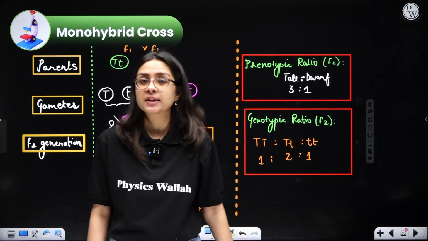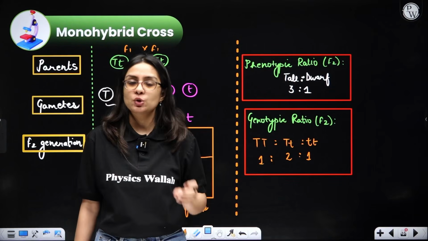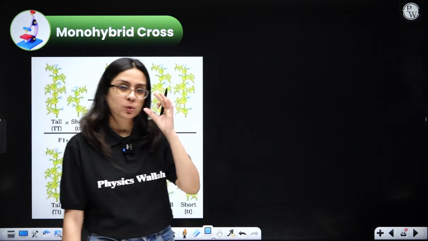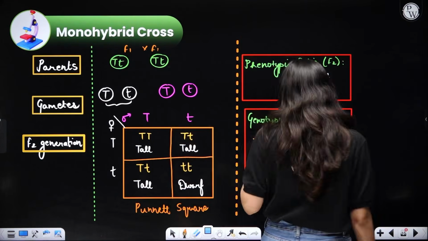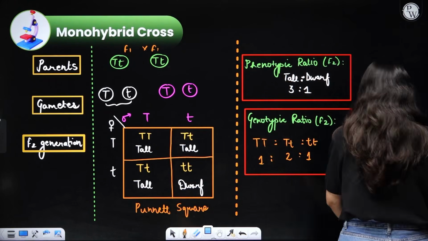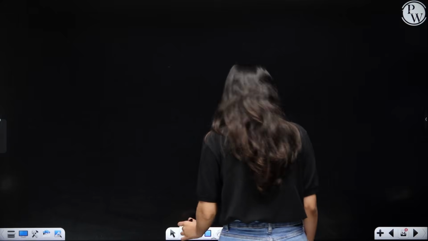Please make a note of it because phenotypic and genotypic ratios are often asked for a monohybrid cross and they are very, very important for you to understand. Okay. By the way, just one more thing that I have to let you know is these could also be asked in the form of a percentage. So let us see how to answer them.